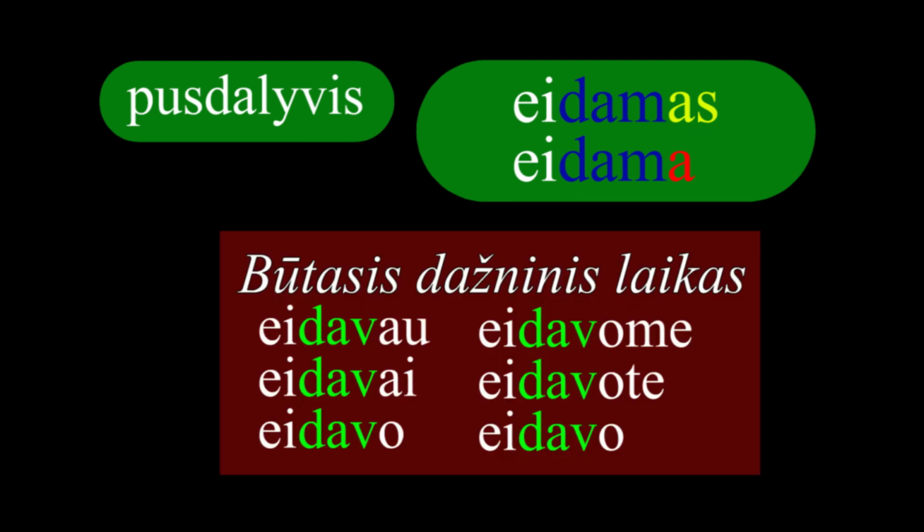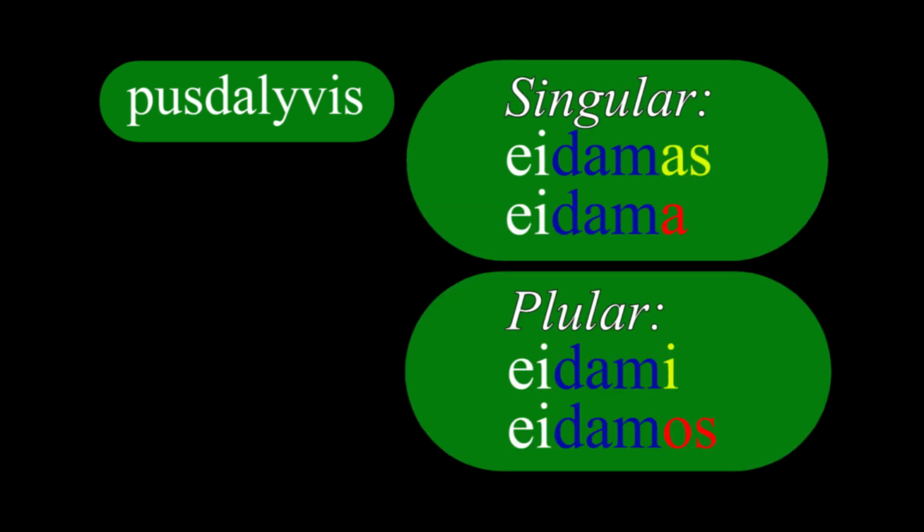And now let's go to pusdalyvis, a half participle. Eidamas, eidama. Pusdalyvis has a suffix dam in the middle. Please don't confuse it with the dav, which is suffix for the past frequentative tense. So this is not dav, but dam. Dam is a suffix for half participle, pusdalyvis. Eidamas, eidama. And for plural, eidami, eidamos.